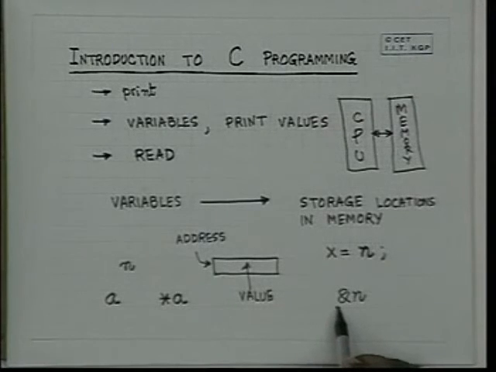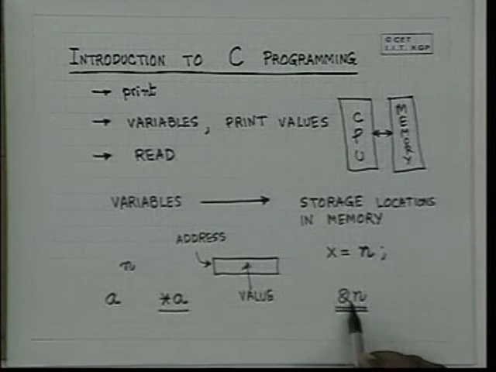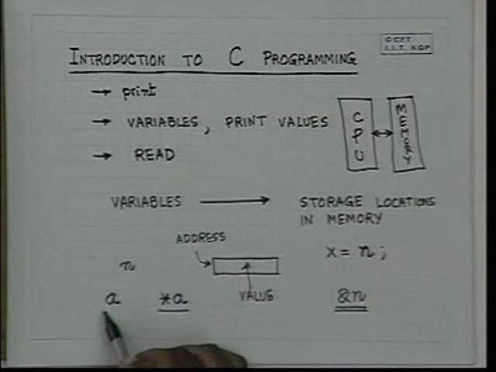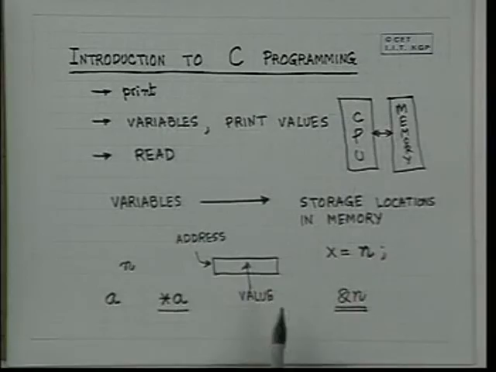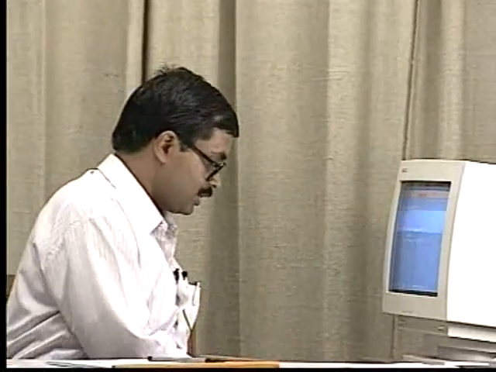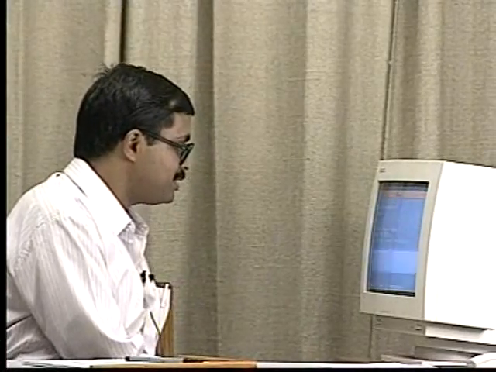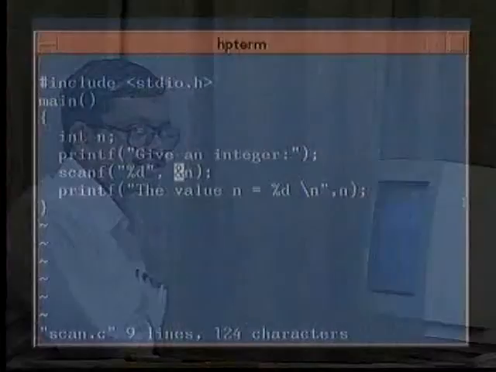So there are two things about a variable. If it is a variable n, m, a, then & of it will give you the address location. If it's an address location, then * of it will give you the value. So these are two things which are used extensively in C. And here, let us come back to the program now. In the program, this &n means you are passing the address of the location n.